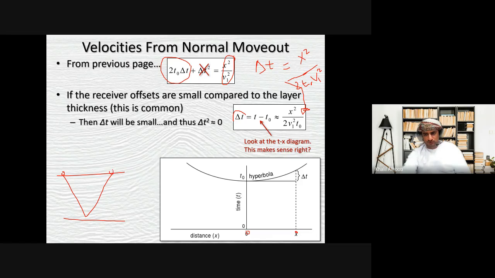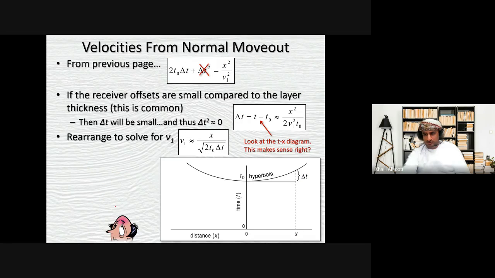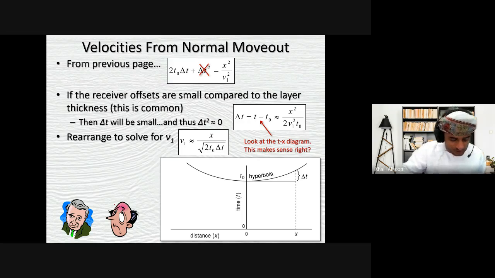Source and geophone. Source, geophone, that's the geophone. And I need this X, that's the X. I can read it from my geometry. Already I have it in the TX diagram. And I have T naught, it's read from here, and I have also delta T. But there is another problem. What do you think that problem is?